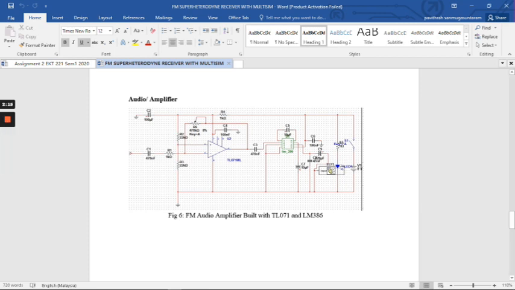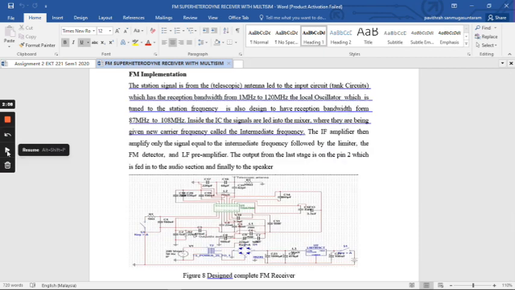The two major components we use here are TL071 and LM386. So finally, this is the complete circuit of the Superheterodyne FM receiver using TDA 7000 IC.